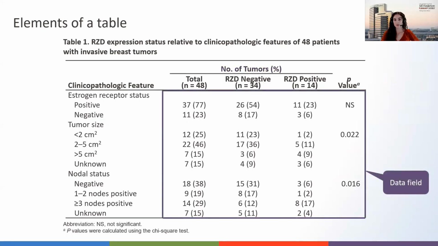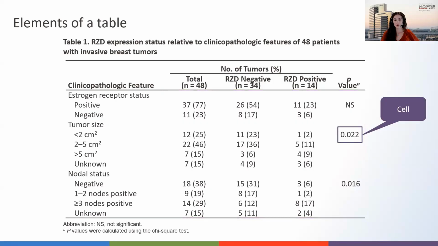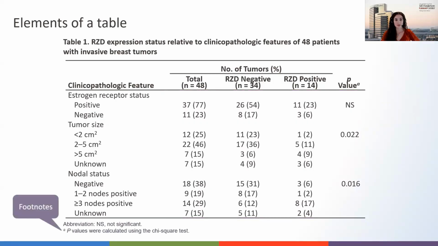Of course, data appear in the data field of the table, and each intersection of a row and column is called a cell. Finally, footnotes provide additional information about certain data, groups of data, or the table as a whole. They can be denoted with superscript numbers, letters, or symbols, depending on the journal style. A footnote defining the abbreviations in the table is usually first.